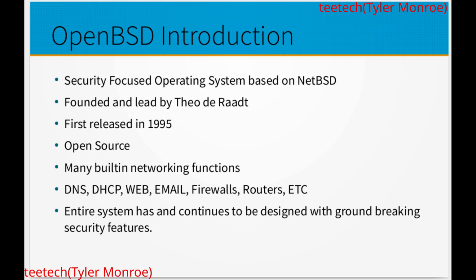And one of the very nice things about OpenBSD is it has many built-in networking functions. So after you install the operating system, you don't have to go around and install the different software packages for most networking things. Most of them are included. So it can serve many needs in an organization's network. Things like DNS, DHCP, web, email, firewalls, routers, and many more. So you'll find a lot of good uses for it.